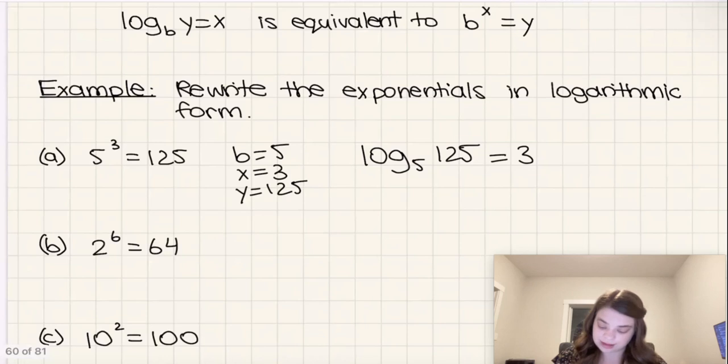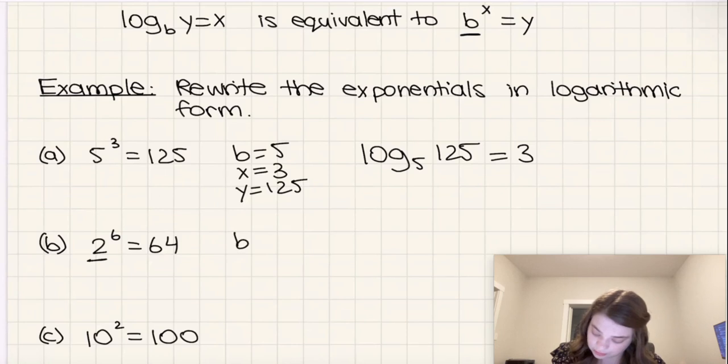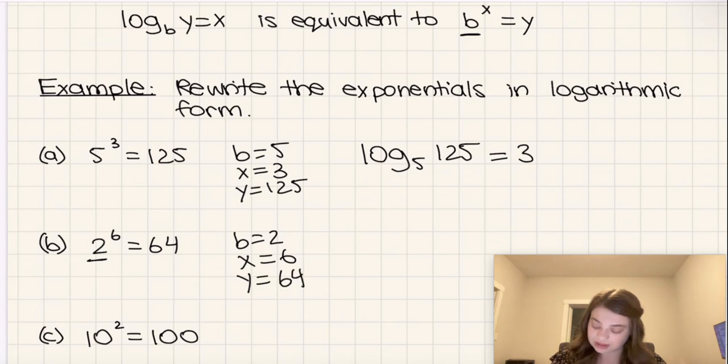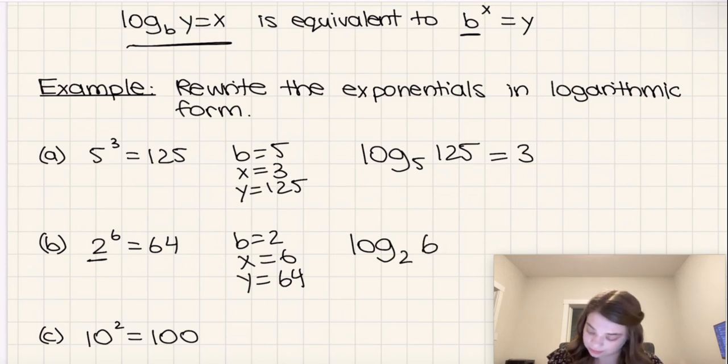So for part B, looks like our base is 2, so b equals 2 here. Our exponent, or x, is 6, and our answer, y, is 64. So now let's plug that into this equation. Log with base b, in this case 2, of y, 64, is equal to x, the exponent, which is 6, like that.